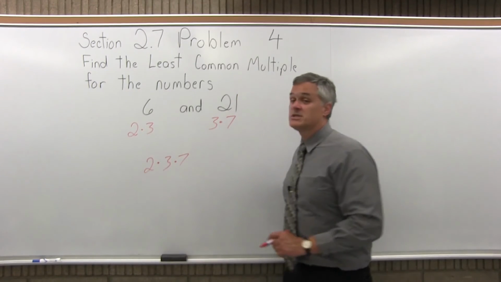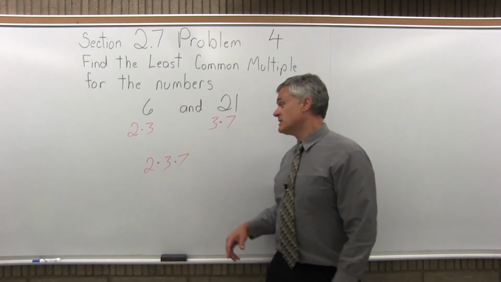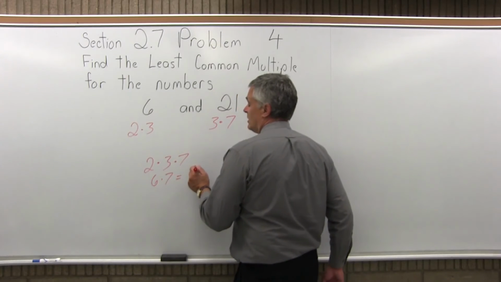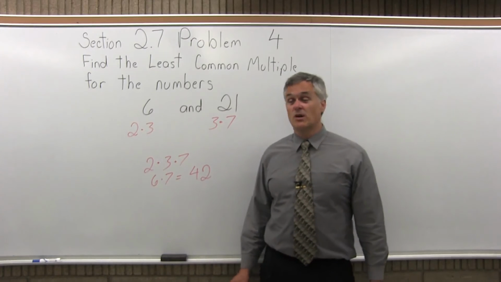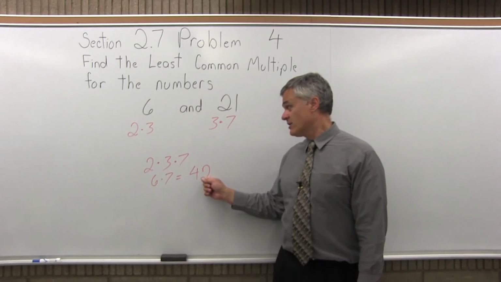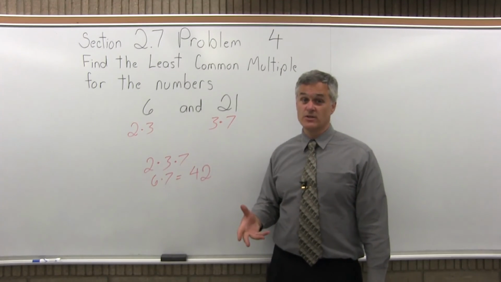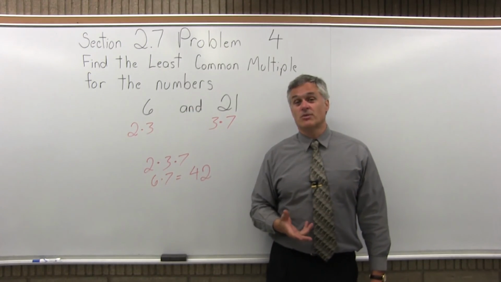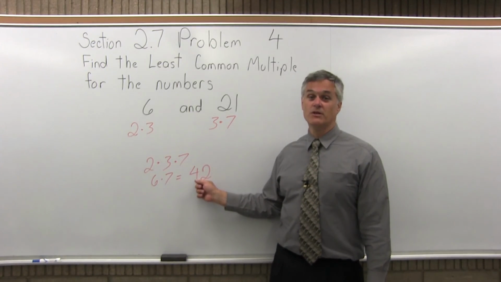And then the final step is to multiply the results that you got together. So I'm going to multiply 2 times 3 times 7. So 2 times 3 is 6. I'll make that 6 times 7, which comes out to 42. So 42 is the least common multiple for 6 and 21. And what that means is 42 is the smallest value that both 6 will divide into evenly and 21 will also divide into evenly. And if 6 and 21 were denominators in a problem that had fractions, the least common denominator would be 42.